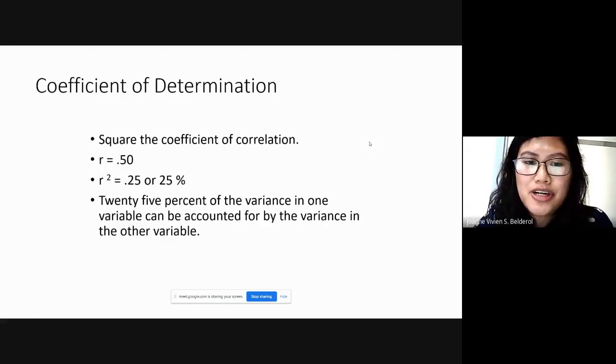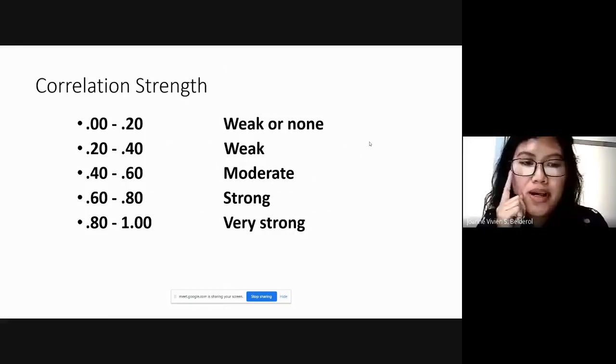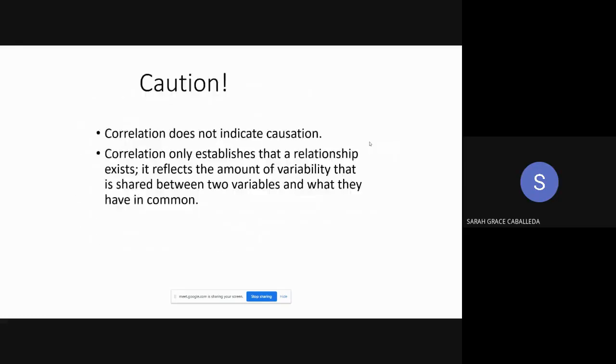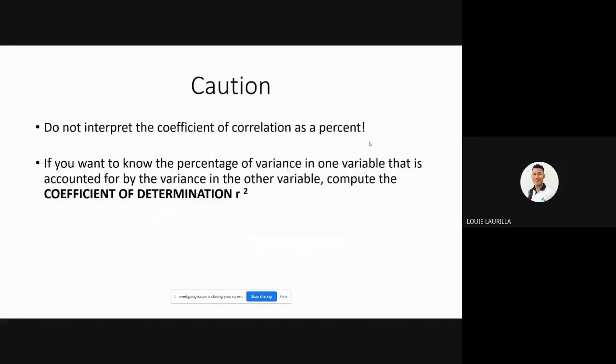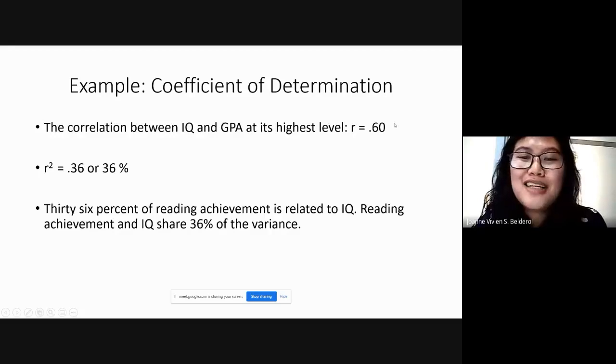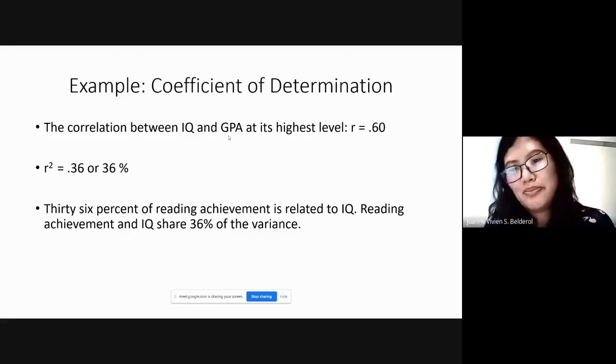Positive, correct. And its strength? Moderate. For 0.60, it is moderate. So this is the table. If you interpret it, what's the relationship between IQ and GPA? It's a positive, moderate relationship.